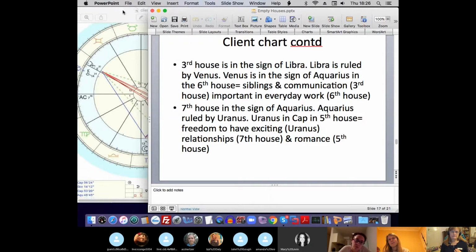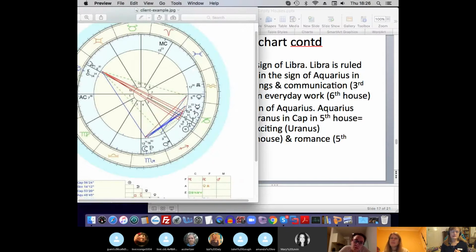So we move on. Where are we going to now? We've got another empty house. The next empty house, because he's got all planets in 3 houses here.